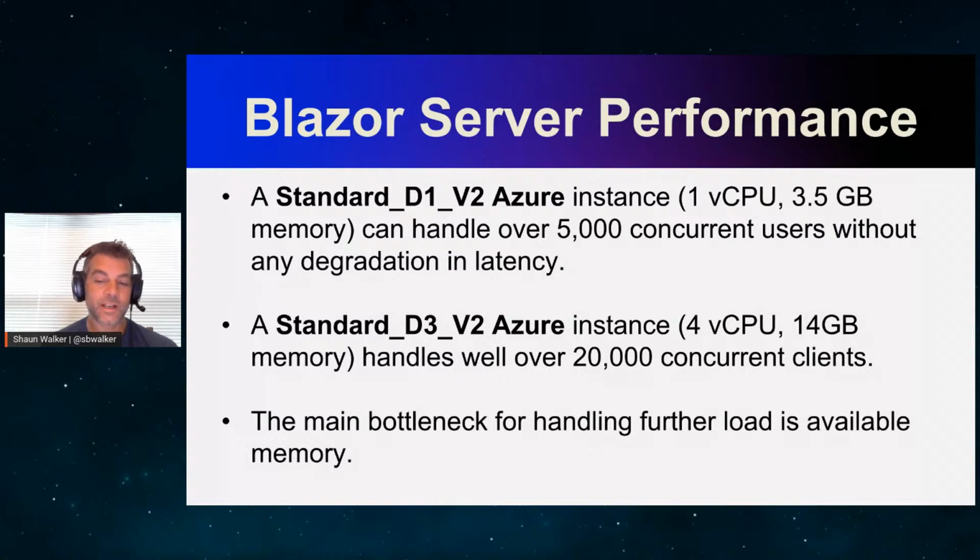Turns out that the main bottleneck for increasing load on Blazor Server applications is the memory, because every SignalR connection actually maintains some state, which means it's consuming some memory, and that memory resides on the server. So as the number of concurrent users increases, so does the memory footprint.